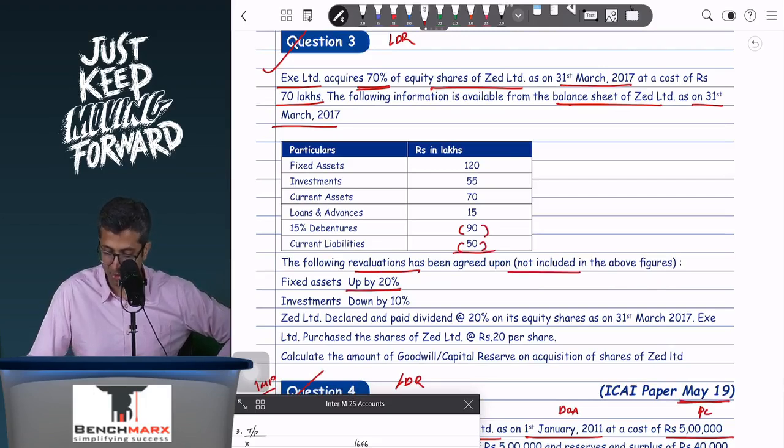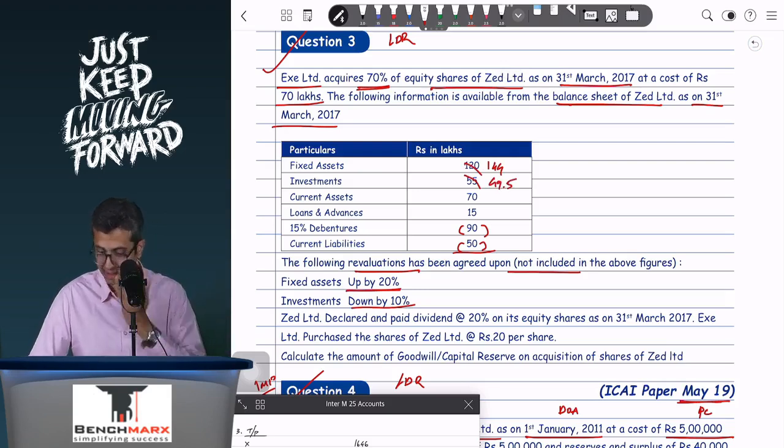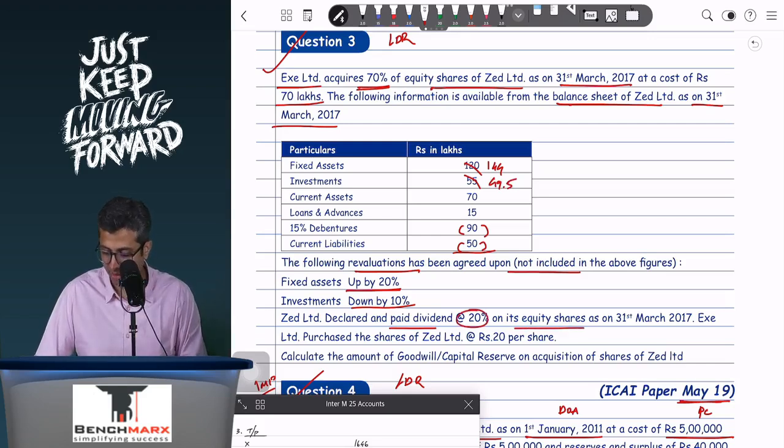Fixed assets go up by 20%. So this is plus 20%. And hence can I say this will be 144. Investments down by 10%, which means this will be 49.5. Okay. Z declared and even paid a dividend of 20% on its equity shares on 31st March 17.